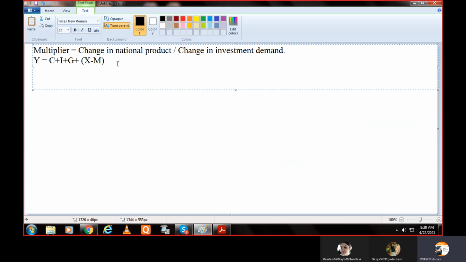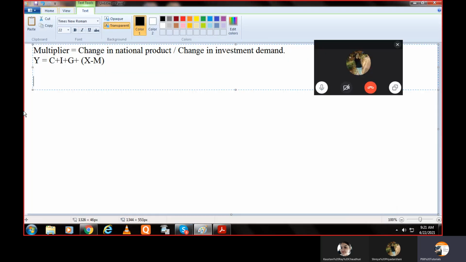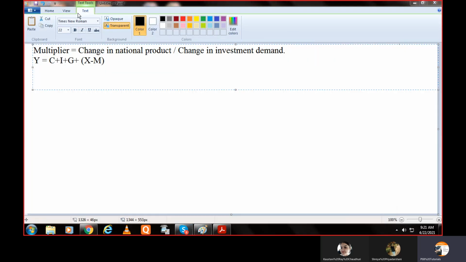So now what is multiplier? The concept of multiplier simply indicates how a change in national product, or how a change in your entire income will change the entire national product, or how a change in your demand will have an impact on the national product. As I have earlier discussed about the business cycle and so many concepts, now I am explaining the concept once again.